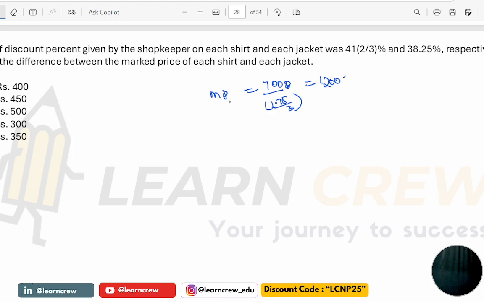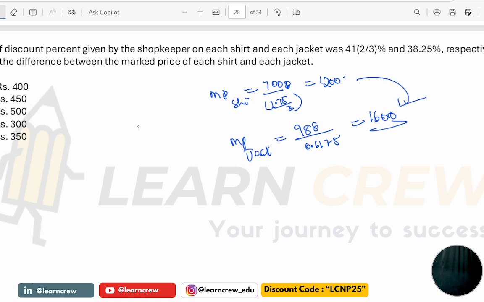Market price of this is shirt. Market price of jacket would be 988 divided by how much? 0.6175. Okay, right. So how much you are going to get? Yes, 1600. So you got market price of shirt, market price of jacket. What is difference here? 400. Now next.